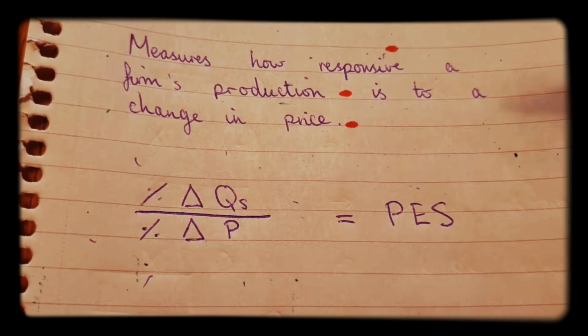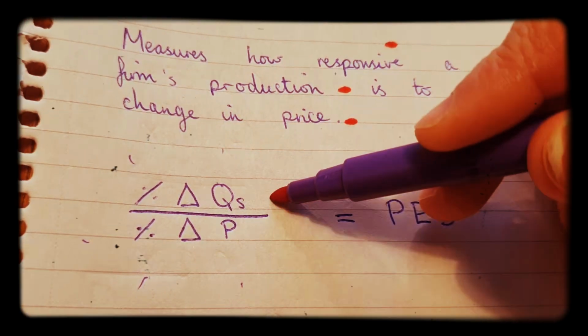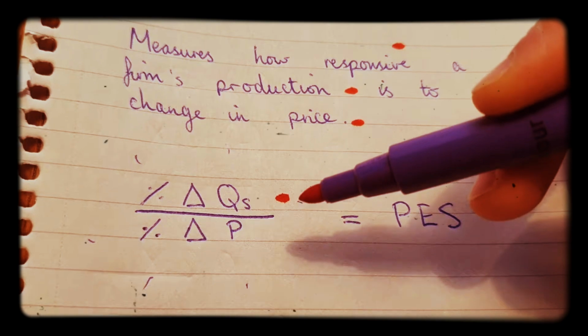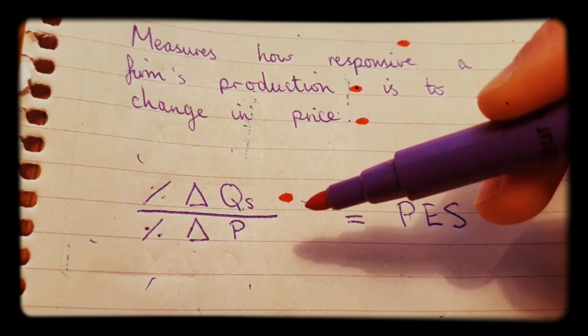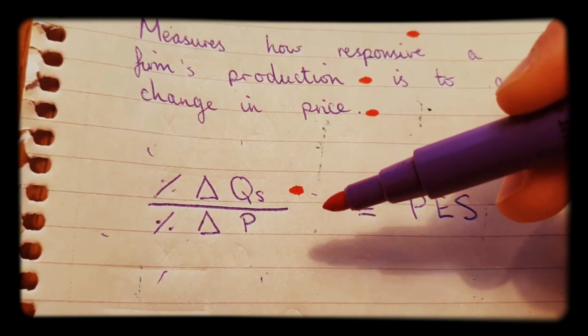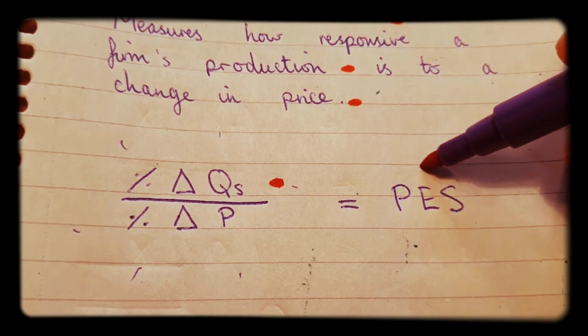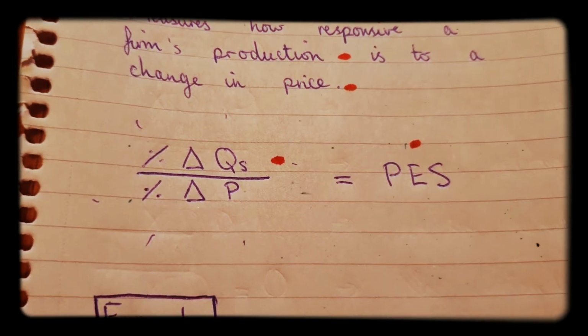The way we work it out is to use this equation here: the percentage change of quantity supplied over the percentage change in the price, and that will give you the PES.